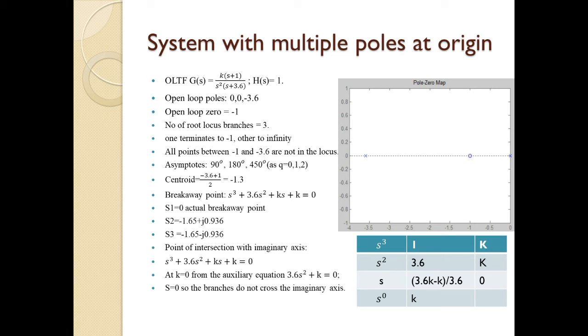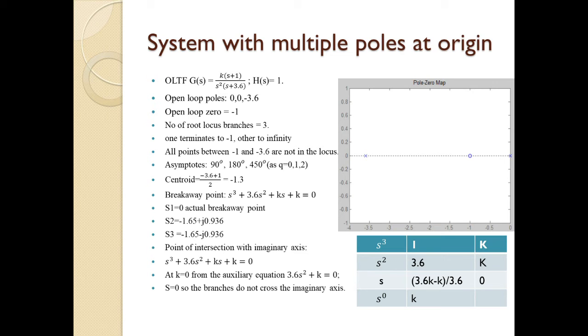So let us consider another example where the system has multiple poles at origin, as well as a single zero. Let us consider the open loop transfer function k into s plus 1, and the denominator is s square into s plus 3.6. And here also we are considering that the feedback is unity feedback and negative feedback.